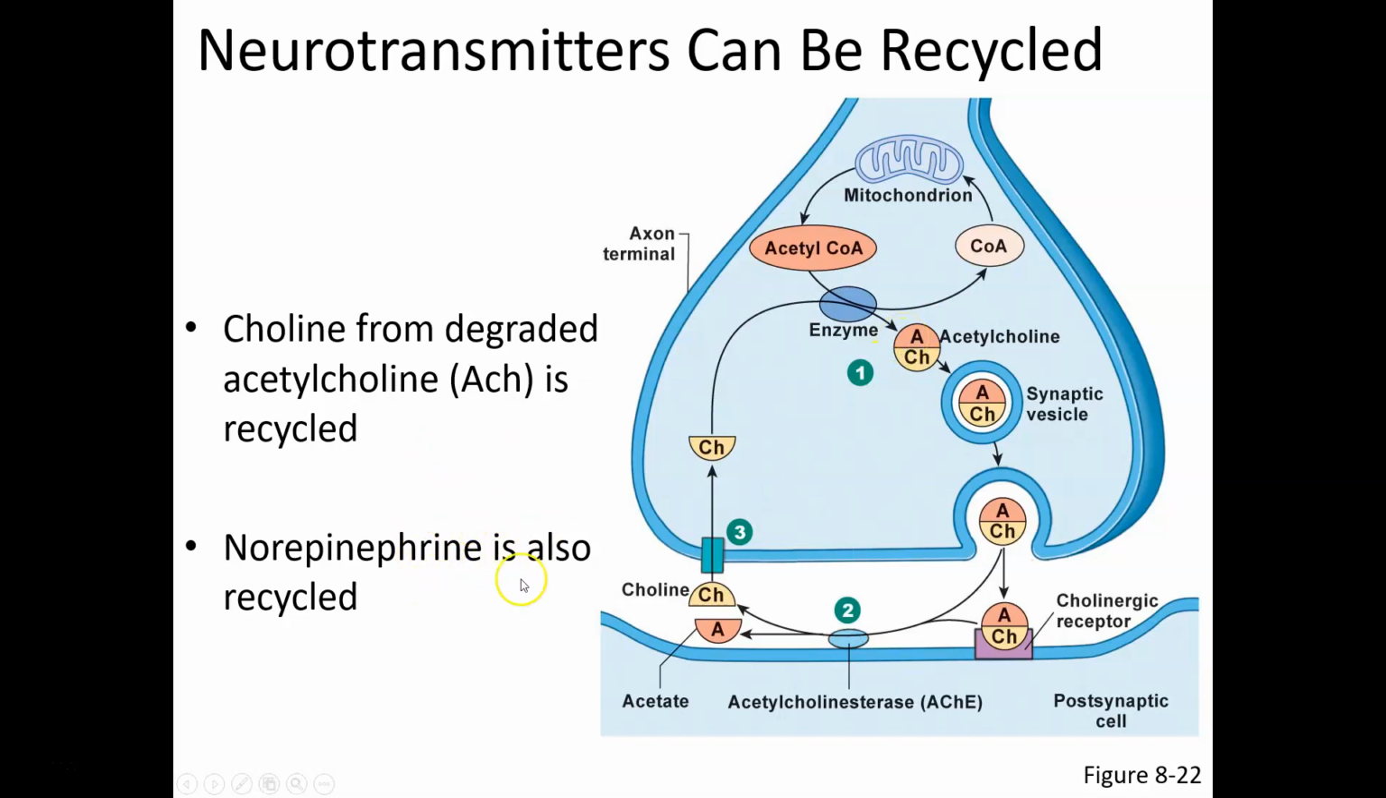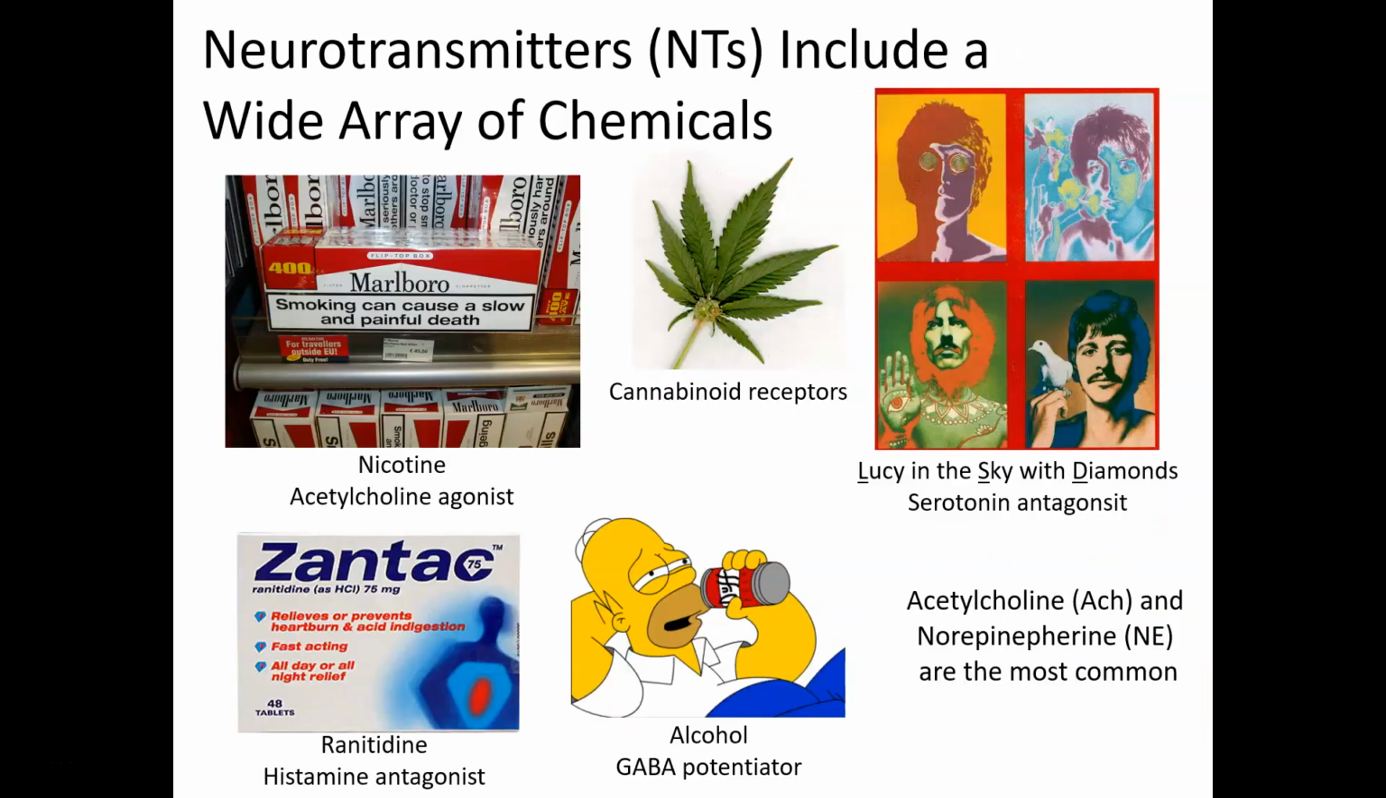Norepinephrine is also recycled this way, and there are various enzymes within the synapse that will help break norepinephrine down and inactivate it as well. There are a number of different neurotransmitters and a wide variety of chemicals that they would respond to. Here's just some examples, kind of combined.